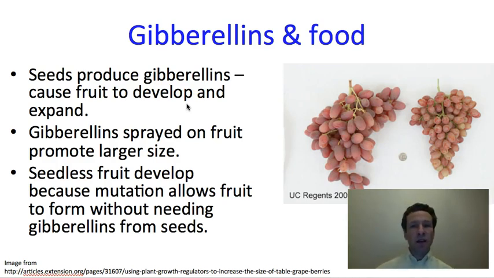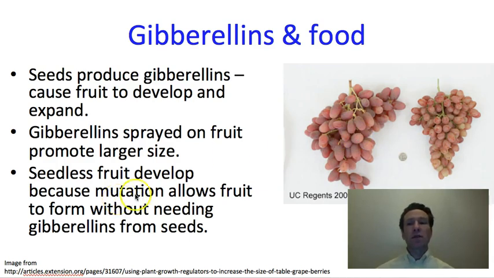It's also useful for us in agriculture. And one way it's useful is we can use it to get some kinds of fruit to make much larger fruit. For example, here on the right we have normal sized grapes. Then on the left we have grapes that were sprayed with gibberellins during fruit development. And by spraying on additional gibberellins, you can see we get much larger fruit, maybe fewer of them, but the grapes are larger in size.